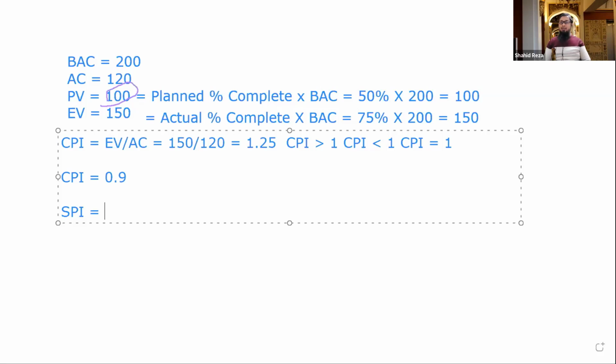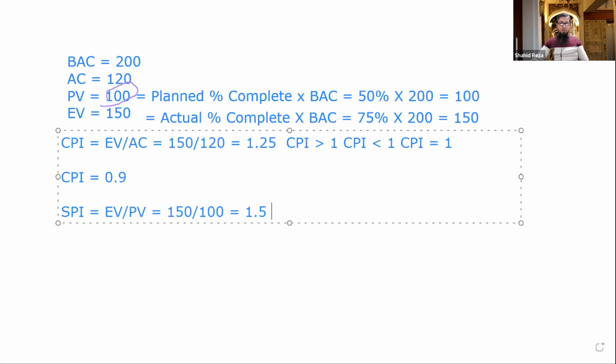Then let me explain another formula, the schedule performance index. SPI means schedule performance index: earned value divided by planned value. So see, everywhere earned value is coming first. Earned value is 150 divided by 100 planned value, so we are getting 1.5. What does it mean? That means in one day, we are doing 1.5 times the job. In one day we are doing 1.5 days of work. That's why we have completed 3 balls within 2 days.